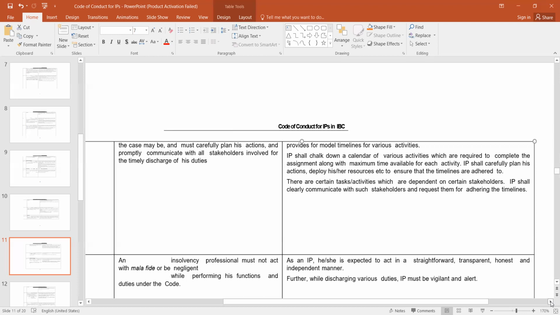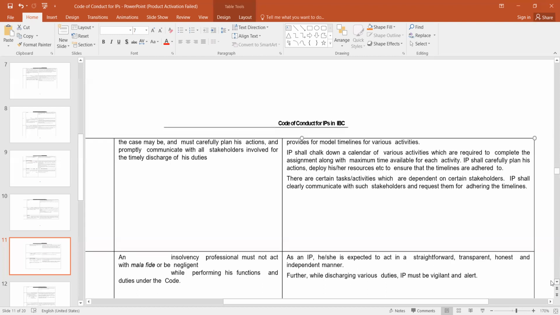And there are certain tasks or activities which are dependent on certain stakeholders. So the IP shall clearly communicate with such stakeholders and request them to adhere to the timeline. Those things are also important, because sometimes, suppose the resolution is there for approval of the resolution plan, bankers take too much time, saying that we'll be seeking consent and approval from the head office. So in such cases, you are expected to be continuously in touch with the various stakeholders so that the timelines are adhered to, because you have to account for every day of delay.